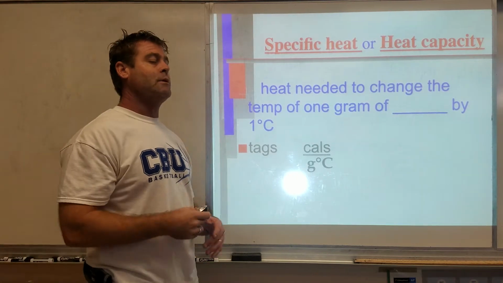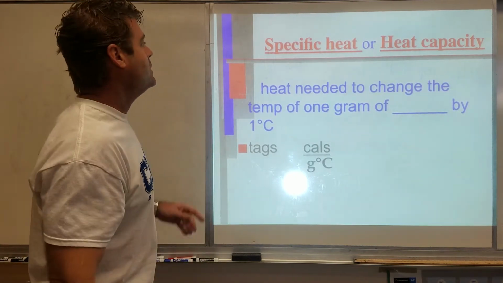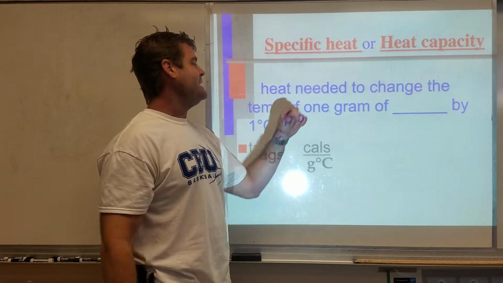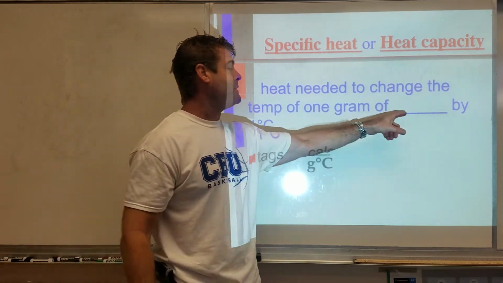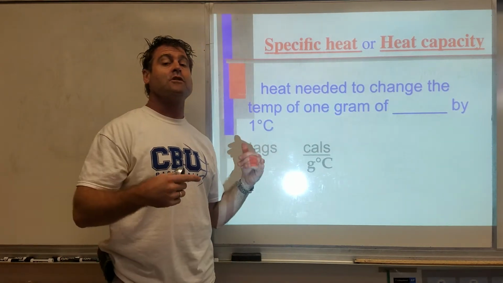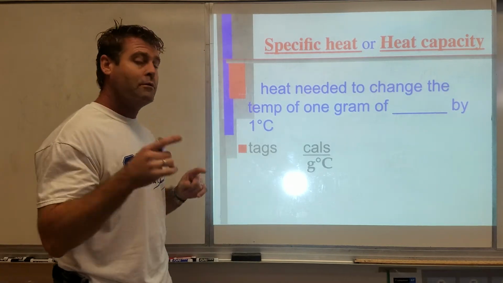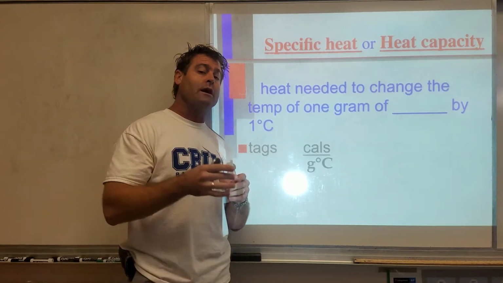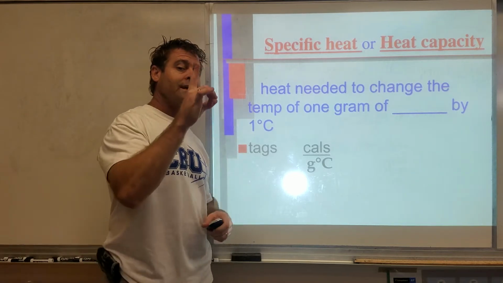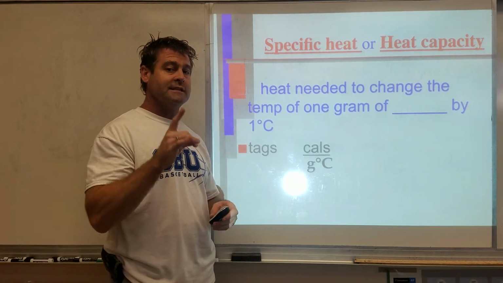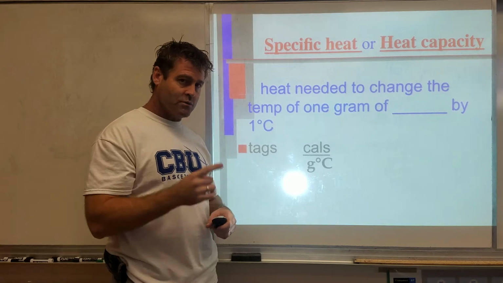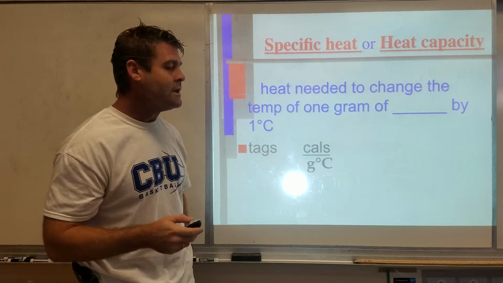Okay, guys, this is what we learned, I think, last lesson. We learned about what's called specific heat, and that was the heat needed to change the temperature of 1 gram of something by 1 degree Celsius. You remember it's called specific heat because each item has its own unique specific heat value. The one I asked you to remember was that for water. Water's specific heat value is 1 calorie per gram degree Celsius. That means it takes 1 calorie of heat to raise 1 gram of water by 1 degree Celsius.